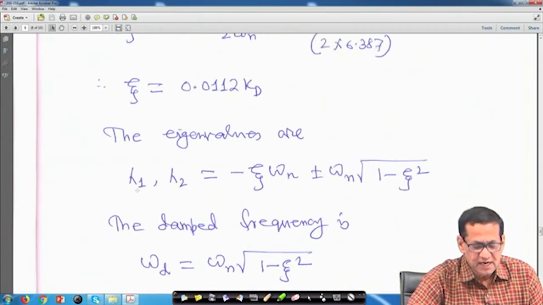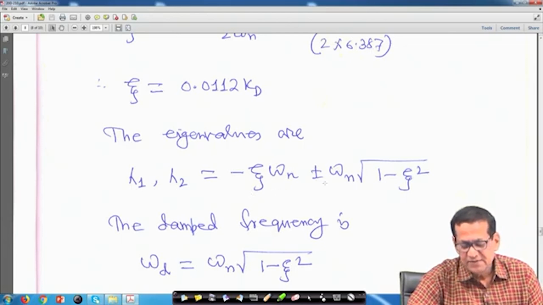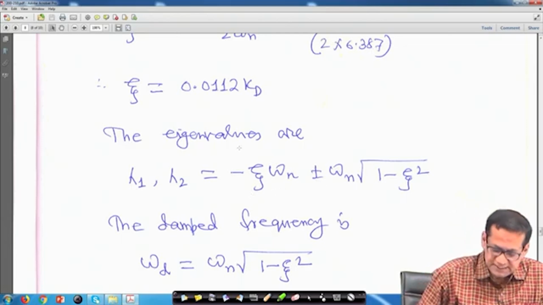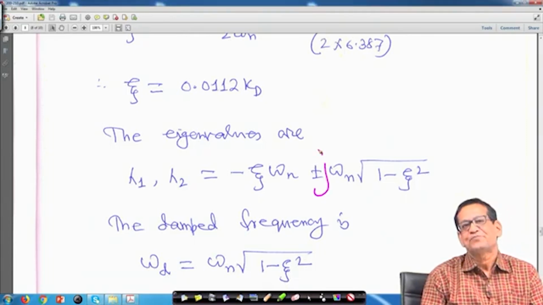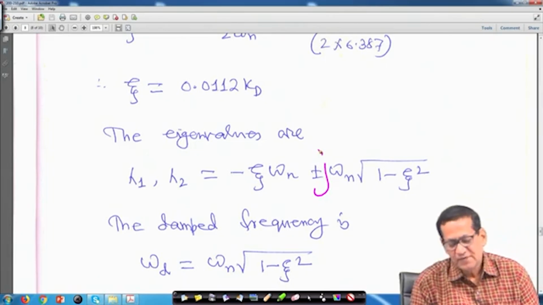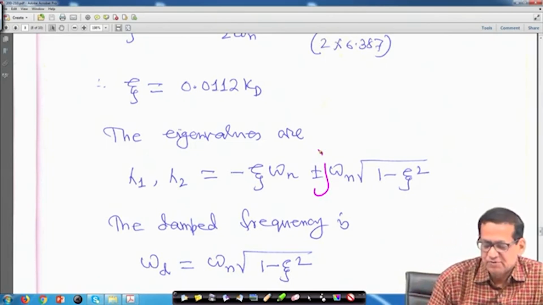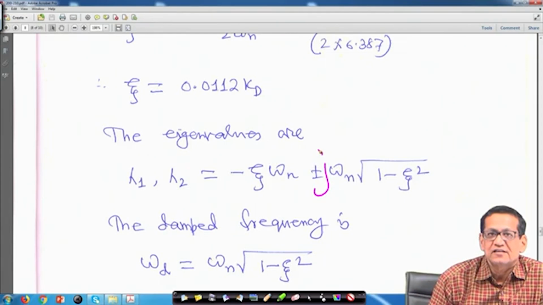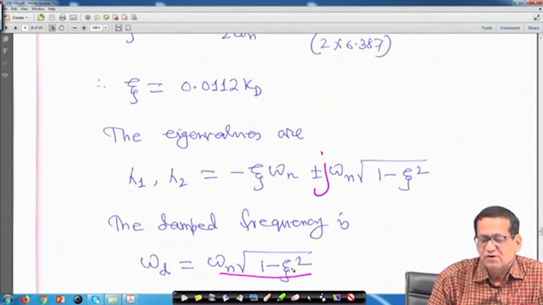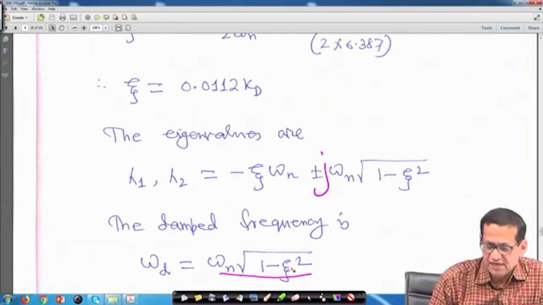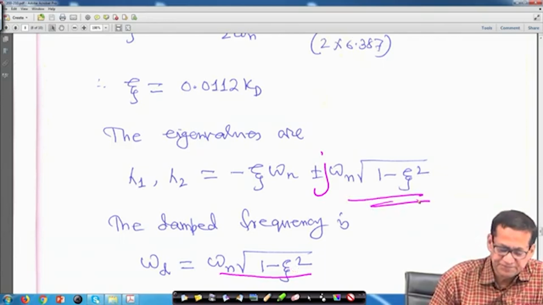So, the eigenvalues lambda 1 and lambda 2 can be written as minus xi omega n plus minus j omega n root over 1 minus xi square. The damped frequency omega d is equal to omega n root over 1 minus xi square.